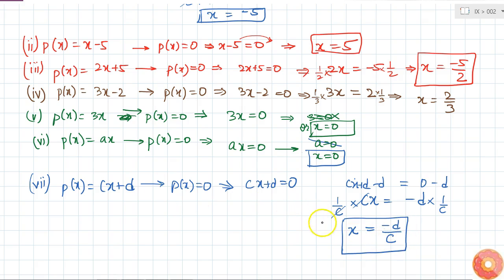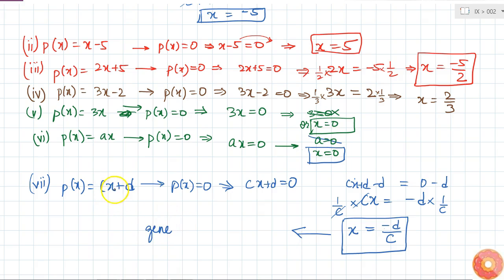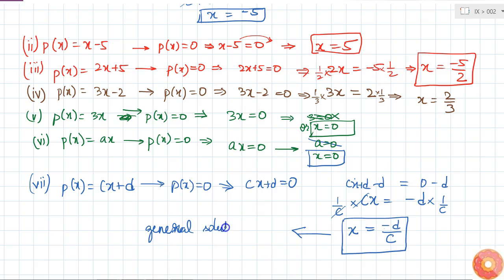So this is the general solution for any linear polynomial cx plus d. This is a linear polynomial because the highest degree of x is 1. So I can call this a general solution of the 0 of any linear polynomial. This might be quite useful for us to skip all these steps in case you are dealing with bigger problems.